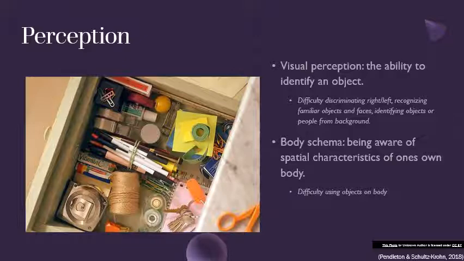Body schema is being aware of the spatial characteristics of one's own body, so being able to recognize where your nose is in relation to your arm or foot. With this impairment, using objects on the body can be difficult. Imagine trying to brush your hair without understanding where your hand with the brush is in relation to your head.